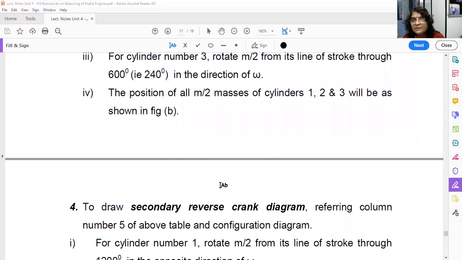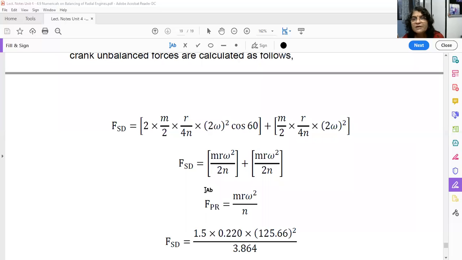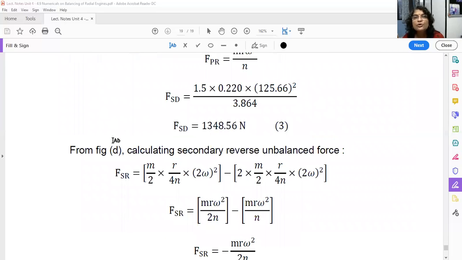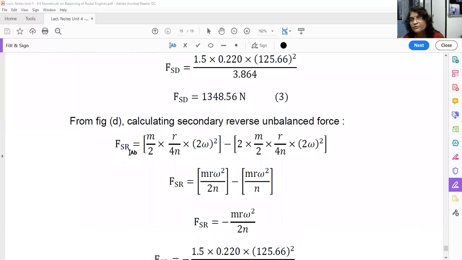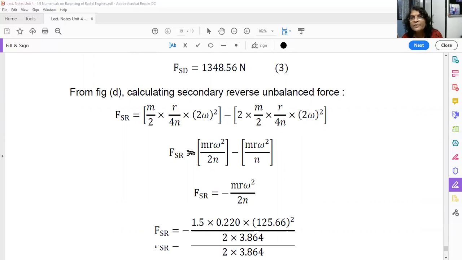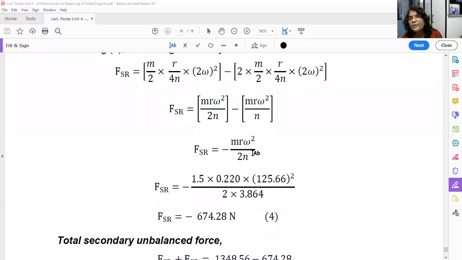So let us calculate it. Secondary reverse unbalanced force. Okay. So FSR, secondary reverse unbalanced force, is equal to, this is vertically upward, m by 2 r upon 4n into 2 omega bracket square, or you can write down m by 2 r omega square upon n, if this 4 will be cancelled, minus, because this is acting downward, there are 2 m by 2, so 2 into m by 2 r upon 4n into 2 omega bracket square. Okay, so mr omega square upon 2n minus mr omega square upon n. This will give you minus mr omega square upon 2n.